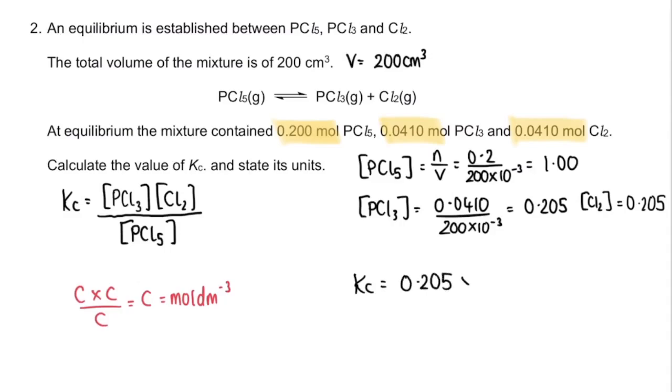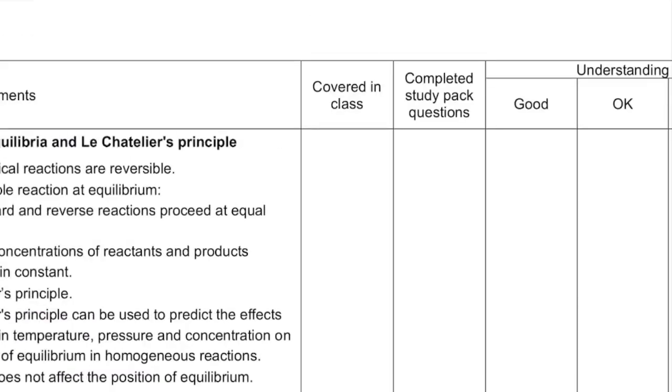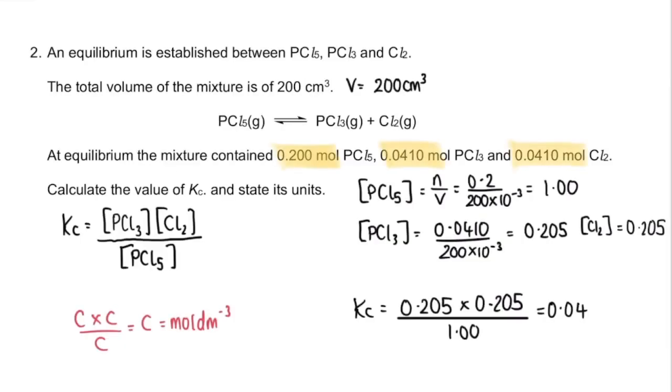So I've got 0.205 multiplied by 0.205, and I can divide that by 1 because that's the concentration of PCl5. Put that onto your calculator, and your calculator should give you 0.0420. So check your units, you've got them here, moles per decimeter cubed, you've got your value given to three significant figures in this case, so you can put your units on the end. I've given that to 3 sig fig.